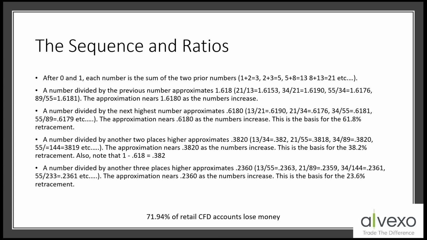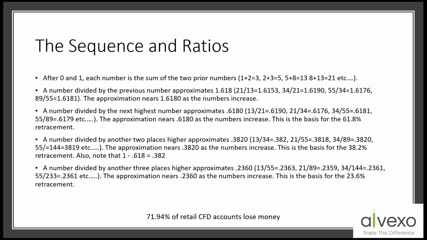If you were to take a sequence, no matter how long it is, and take a number and take two numbers away from it and divide it into each other, you'll always get 0.618, about 0.62. If you take a number and go two places away from it and divide it, you'd always get 0.382. If you go one more step and take three places apart, you'd always get 0.236. So this is how the sequence was converted into ratios.